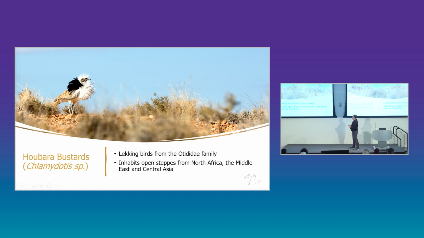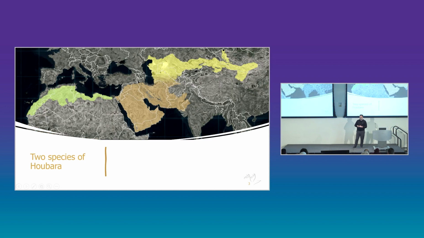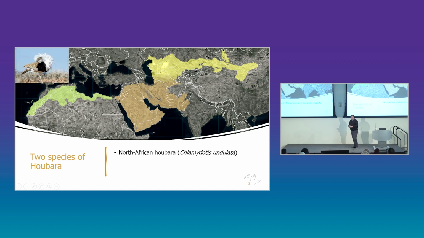Those birds inhabit steppes from North Africa and the Middle East to Central Asia. There are actually two species of Houbara. The first one is the North African Houbara, Chlamydotis undulata, whose range is all the way across North Africa. It contains two subspecies: one is endemic to the Canary Islands, Chlamydotis undulata fuerteventurae, and another which is all around North Africa, from the Atlantic coast of Morocco all the way to Egypt, which is Chlamydotis undulata undulata.